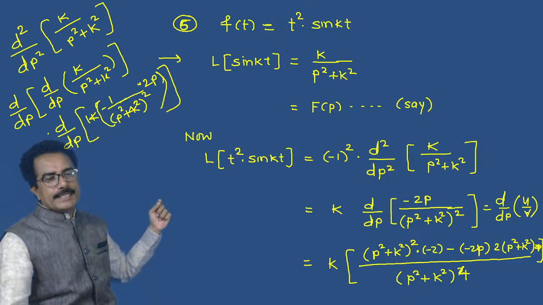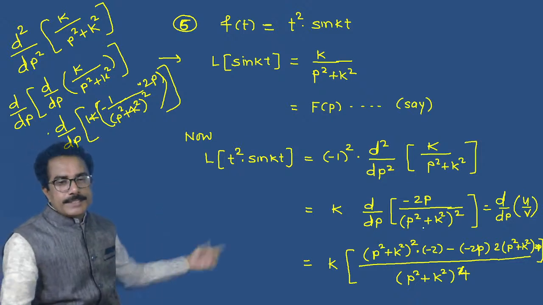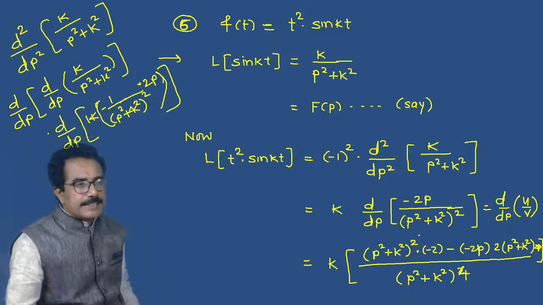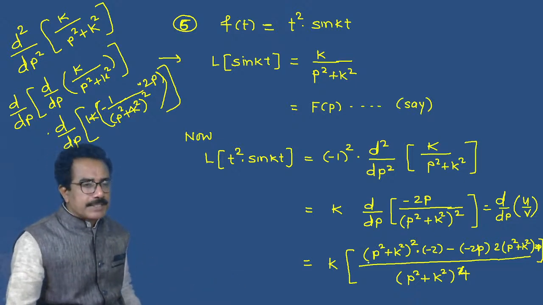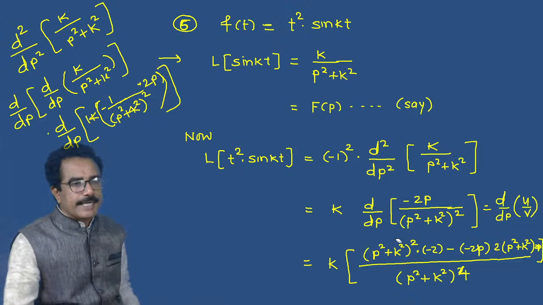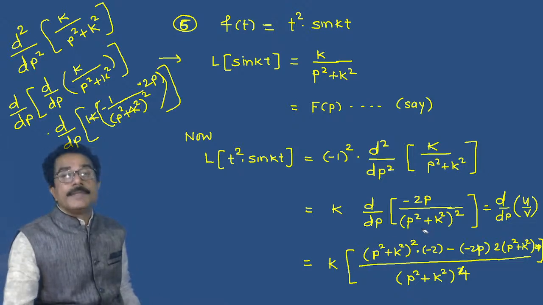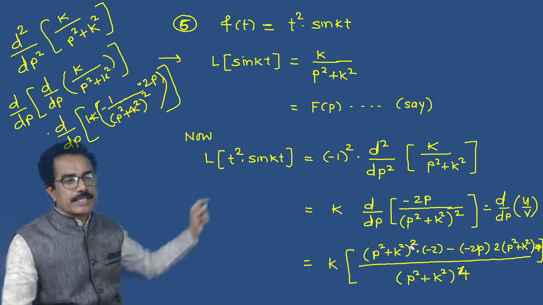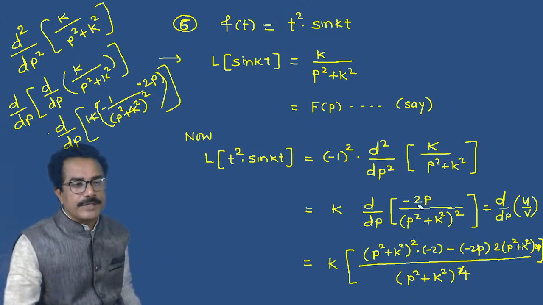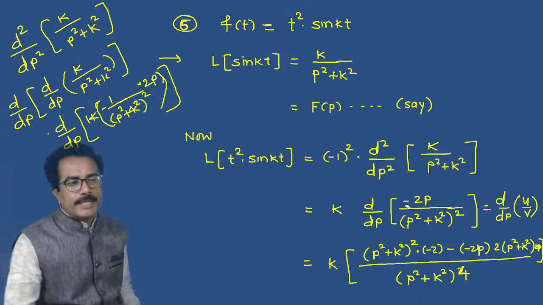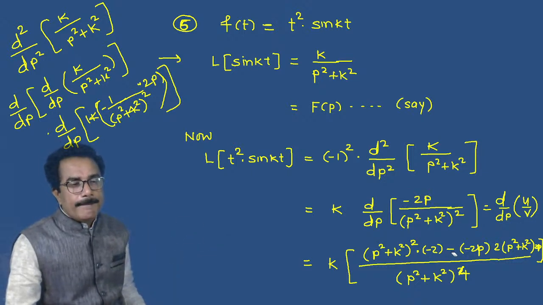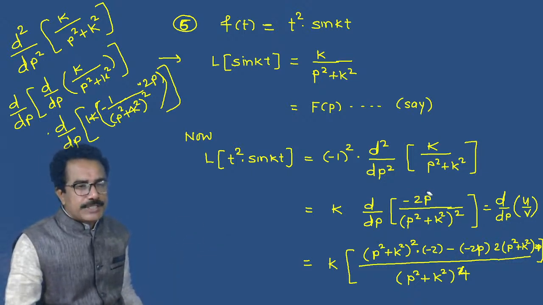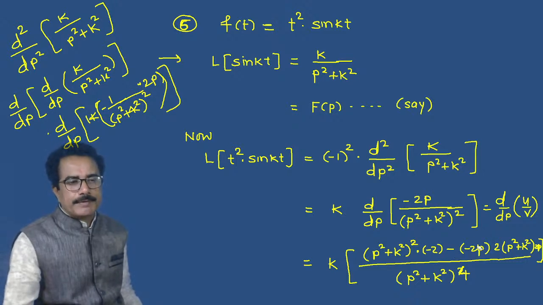Now how can we write the derivative of u by v? See this, second as it is. Second as it is means (p square plus k square) bracket square. Second as it is means denominator as it is, (p square plus k square) bracket square, into derivative of first. First means derivative of numerator. Derivative of 2p with respect to p is 2. Minus, again first as it is, minus 2p.